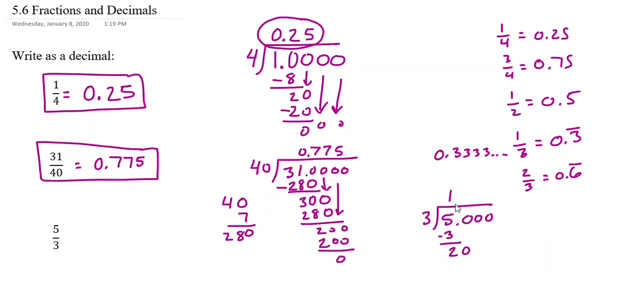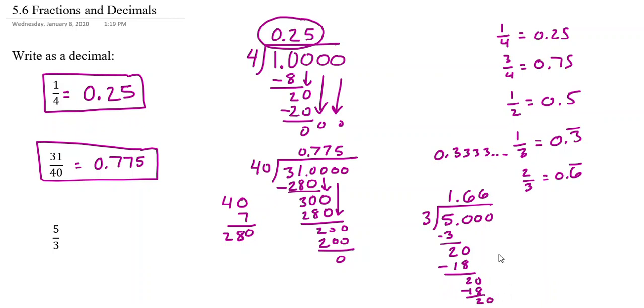And then we bring down the 0, move up the decimal. 3 goes into 20 6 times. 3 times 6 is 18. Subtract and we get 2 again. Bring down a 0. 3 goes into 20 6 times. 3 times 6 is 18. Subtract, we get 2.